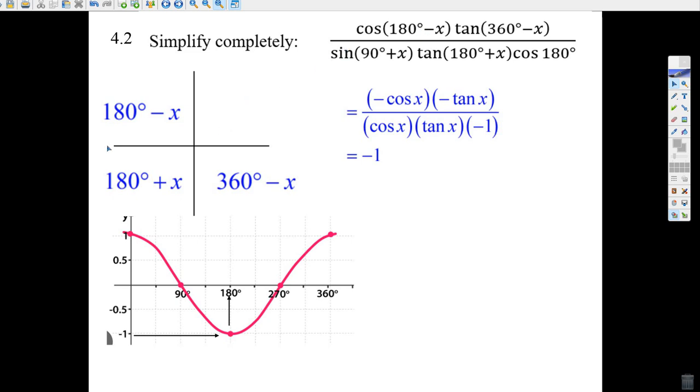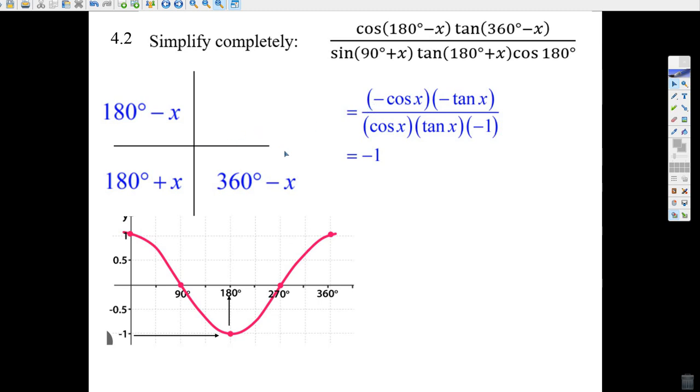minus x. Well, there's 180 degrees, and going negative means bending this way, clockwise. So 180 minus x is right there. You just have to know that. You're in the second quadrant. Cosine's negative there. You get a mark for writing minus cos x and put a bracket around it. It makes things way easier.